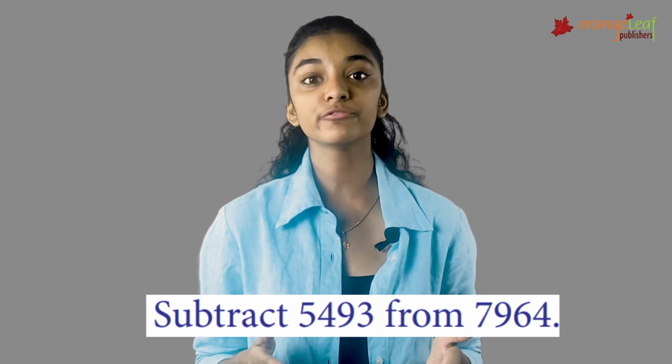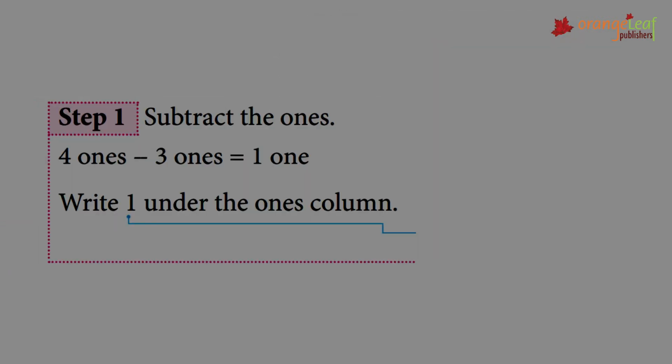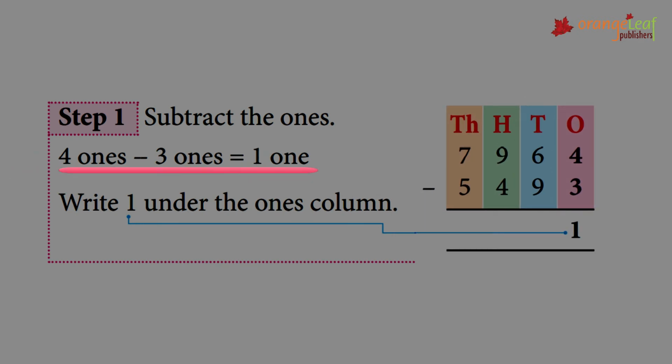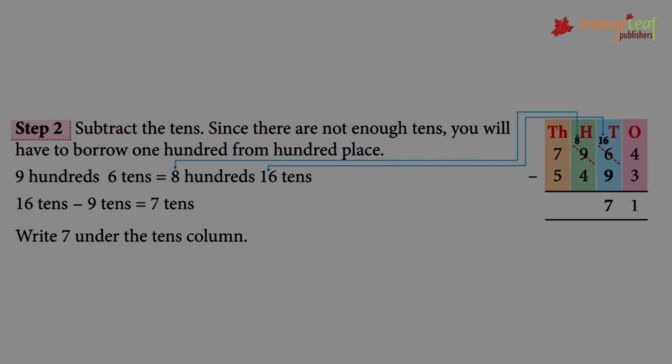Borrowing from the hundreds place. Subtract 5,493 from 7,964. Steps of solution. Step 1. Subtract the ones. Here, 4 minus 3 is equal to 1. Therefore, 1 comes under the ones column. Step 2. Subtract the tens. But since there are not enough tens in the tens place, we borrow from the hundreds place. Therefore, 9 hundreds 6 tens becomes 8 hundreds 16 tens. 16 minus 9 is equal to 7 tens. 7 comes under the tens column.